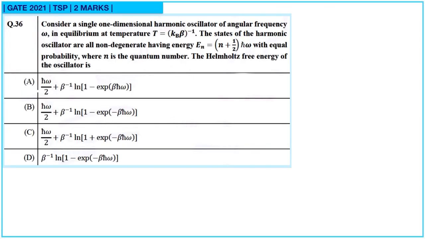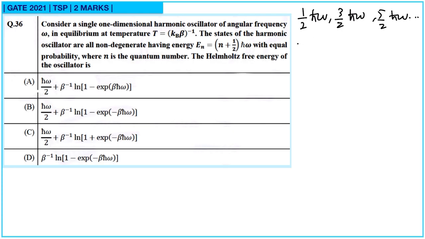Next question. Consider a single one-dimensional harmonic oscillator of angular frequency omega in equilibrium at temperature T equal to kB beta inverse. The states of the harmonic oscillator are all non-degenerate, having energy En equal to (n plus half) h cut omega with equal probability, where n is the quantum number. The Helmholtz free energy of the oscillator is: here energies are given, En equal to (n plus half) h cut omega. So this will be half h cut omega, then 3 by 2 h cut omega, 5 by 2 h cut omega, and so on.